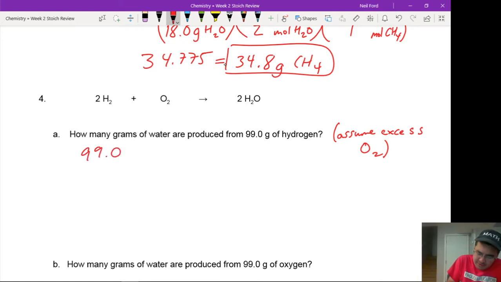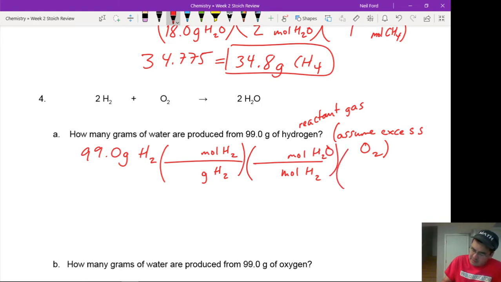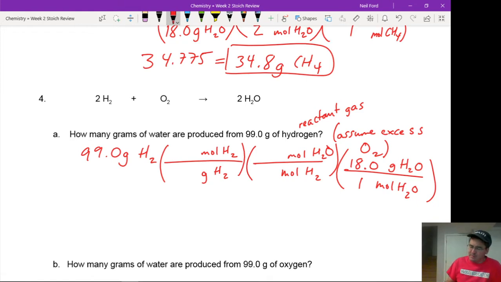So I have 99.0 grams of hydrogen. And when it says just hydrogen, it usually means hydrogen like the reactant gas. We don't call hydrogen H2, we just say hydrogen, but we really mean H2. So 99 grams of hydrogen, and it says how many grams of water are produced. So I need to go from grams of hydrogen first to moles hydrogen, then moles hydrogen to moles water, and then from moles water to grams water, which we know that was 18.0 grams in 1 mole.